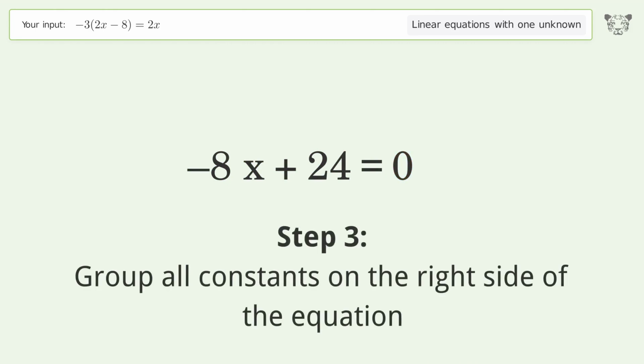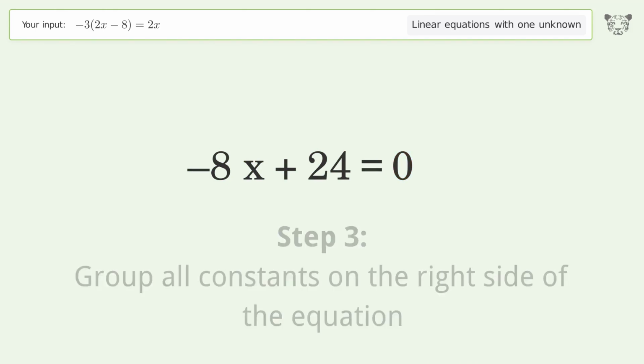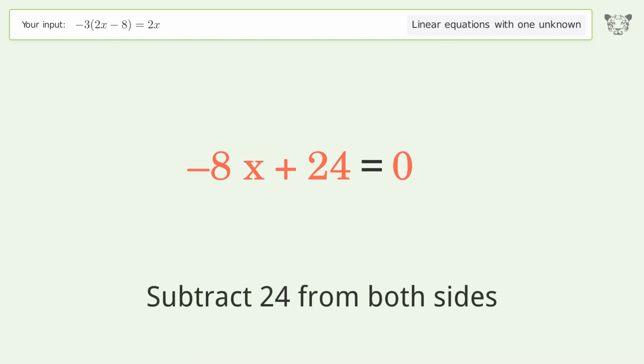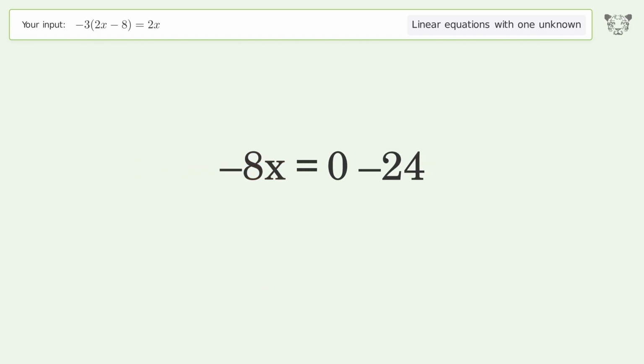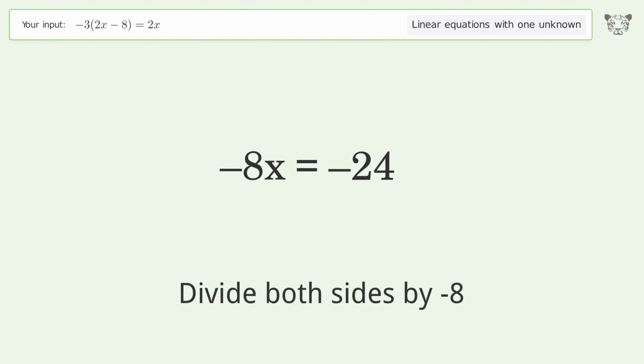Group all constants on the right side of the equation. Subtract 24 from both sides. Simplify the arithmetic. Isolate the x. Divide both sides by -8.